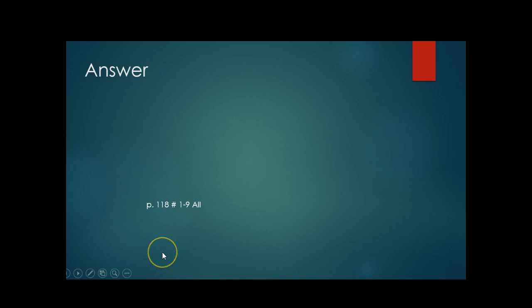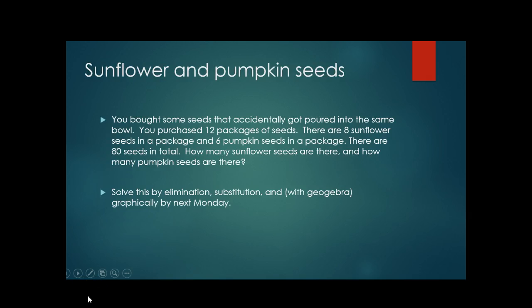And that's it. Those are the 3 different ways to solve a system of equations. One of the homework assignments that I had students do was solve this problem. So go ahead and pause it and see if you can solve this by elimination, substitution, and by graphing.